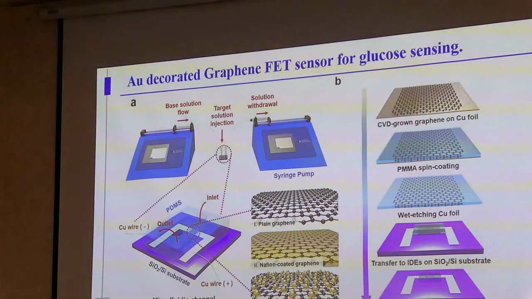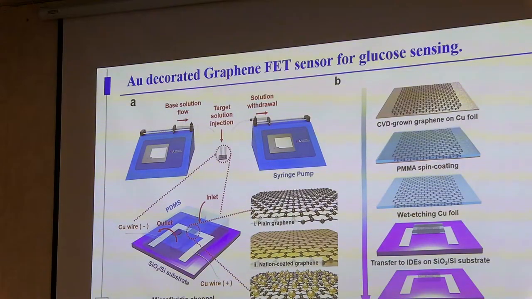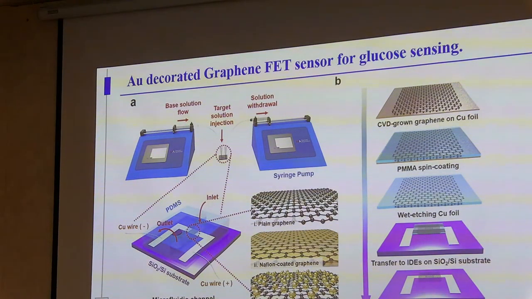This is one example: gold decorated graphene for glucose sensing. In this case, for this active device, you have two injectors, one injecting in and one injecting out. Using this technology, injecting in and injecting out, you can simply do the on and off for glucose sensing. That's why they picked this injecting in and injecting out.